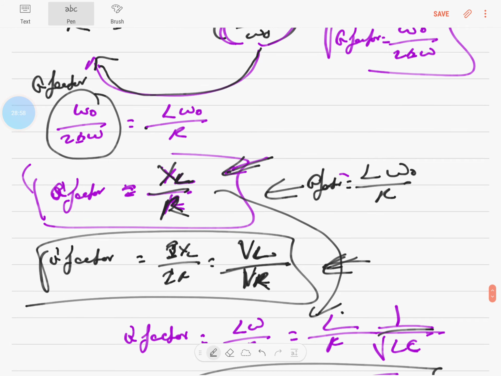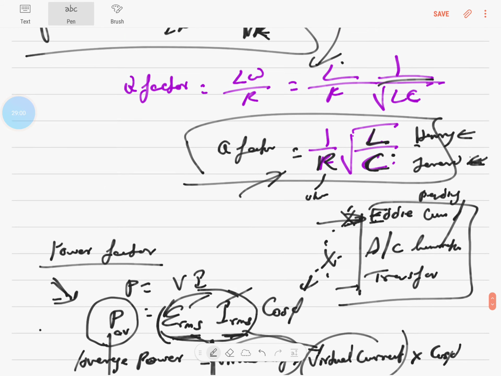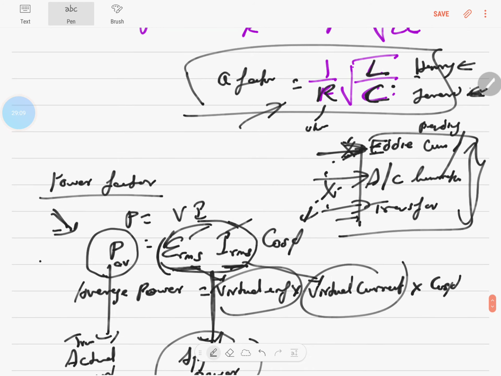Because there are various formulas, you know. And so next let's come to power factor. I still have to do eddy current, AC generator and a transformer, which I will do next class, okay? And let's look at what is a power factor.